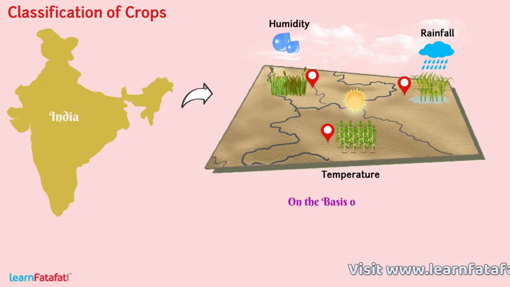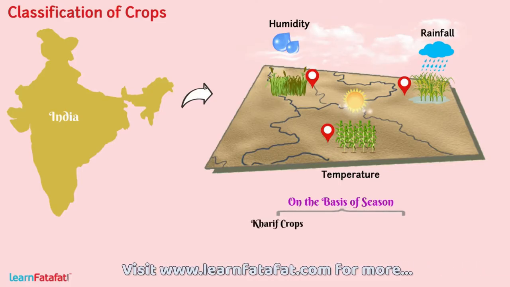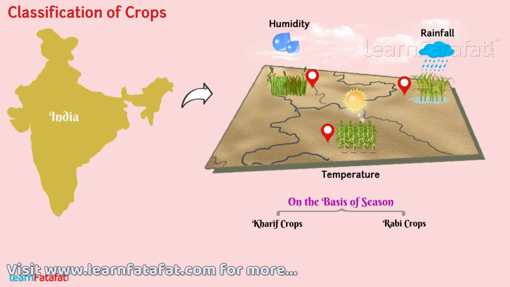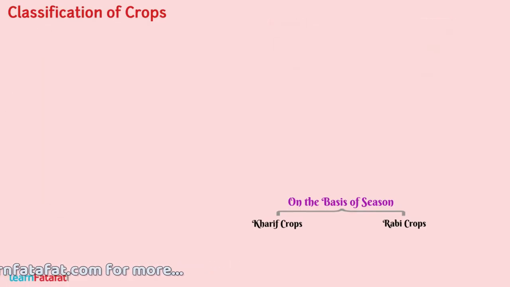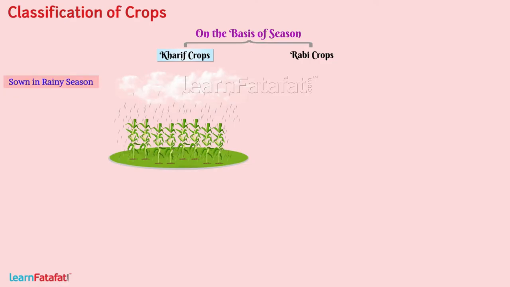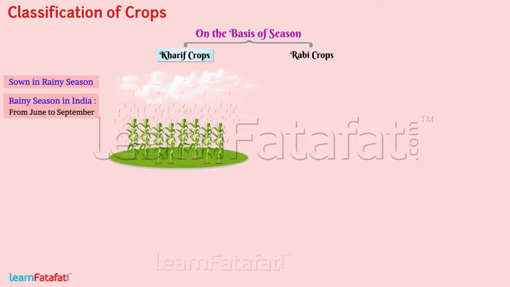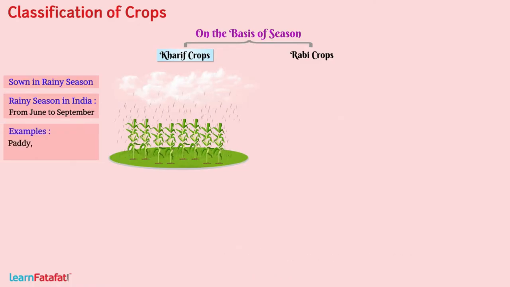Basically, on the basis of season, we can classify crops into two cropping patterns, kharif crops and rabi crops. Kharif crops. The crops which are sown in the rainy season are called kharif crops. In India, the rainy season is from June to September. Some of the kharif crops are paddy, maize, soybean, groundnut, cotton, etc.